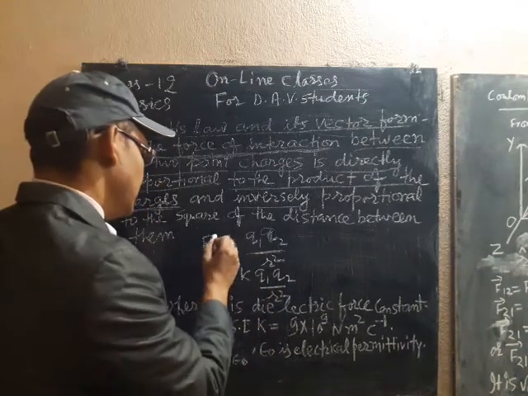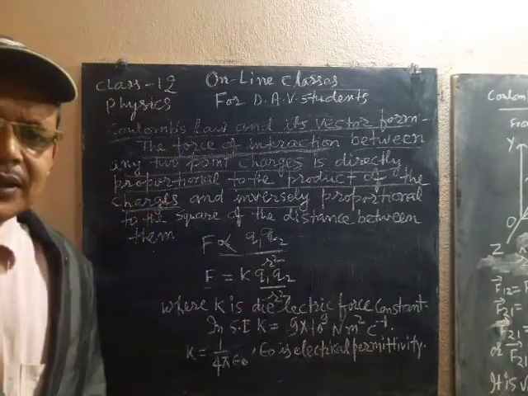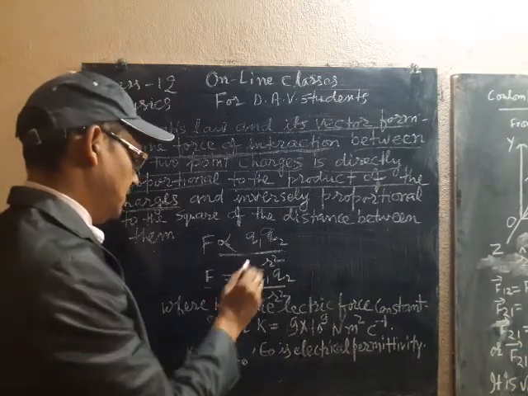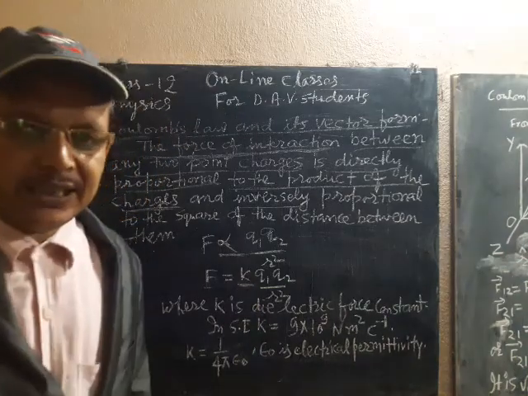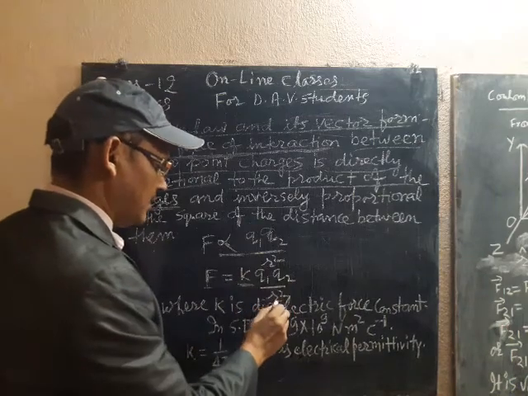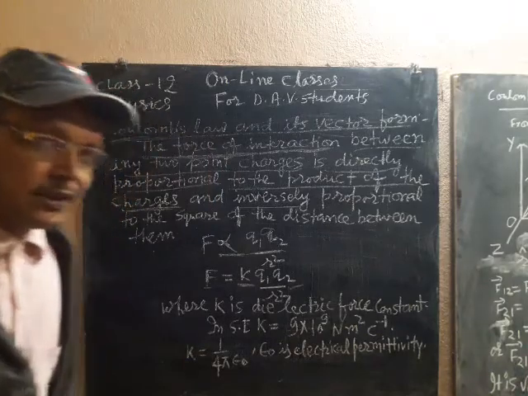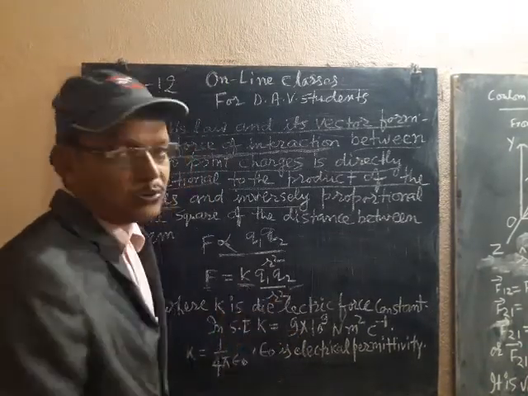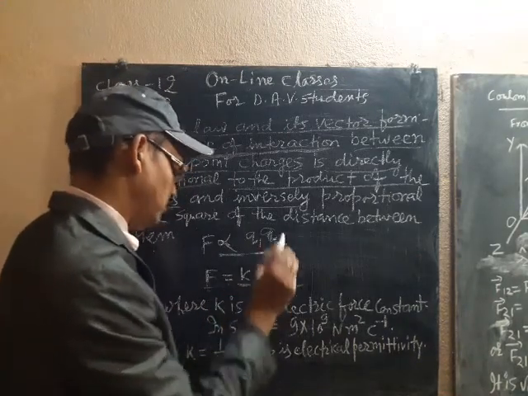Here you have to replace the proportionality sign. Then what will you take? You will take a constant, that is K. F is equal to K Q1 Q2 by R square. This is the mathematical form of Coulomb's law. In mathematical form, F is equal to K Q1 Q2 by R square.